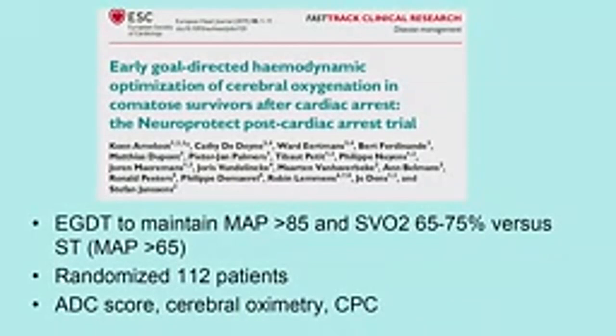And they randomized, it's a relatively small trial, but it was a well-designed randomized controlled trial, randomized 112 patients. And they looked at functional outcomes. They also looked at an MRI marker of ischemic injury called the ADC score. I'm going to show you that in a little bit. And then they also measured cerebral oximetry in this study.